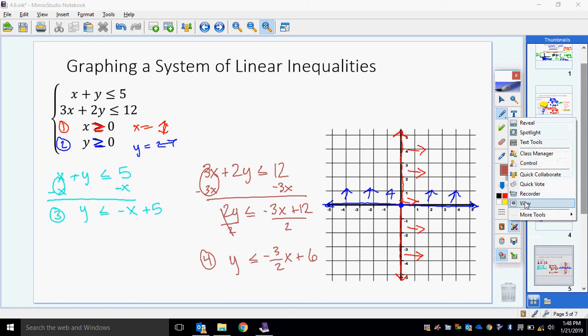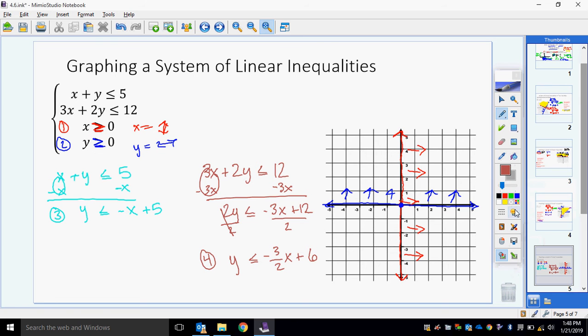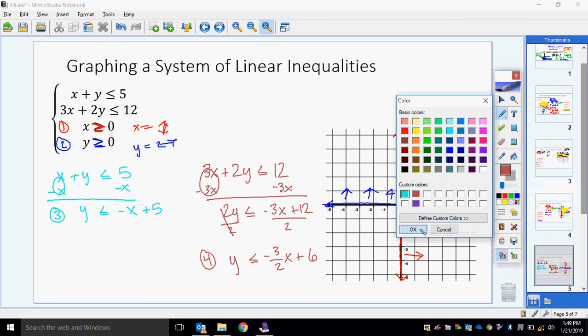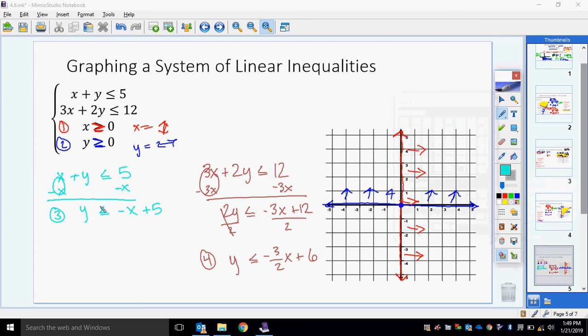So let's go back and do the teal line. y is less than or equal to negative x plus 5. So you're going to go to plus 5. That's your y-intercept. And then your slope is negative 1. And you can write that as negative 1 over 1. So you're going to go down 1 and right 1. You're going right because the 1 in the denominator is positive. You're going down because the 1 in the numerator is negative. So down 1, right 1.